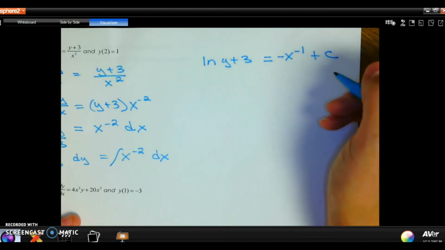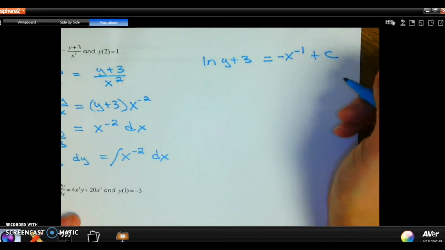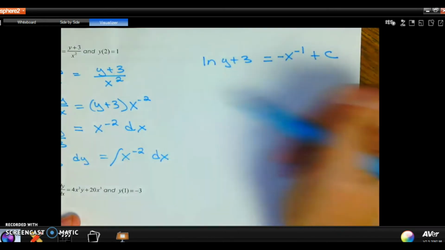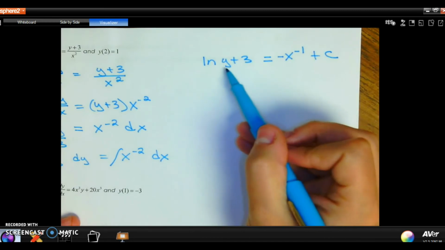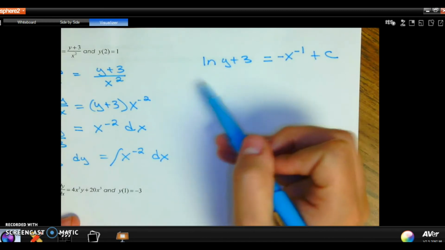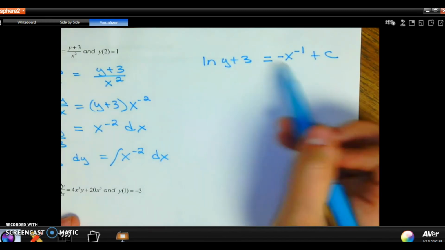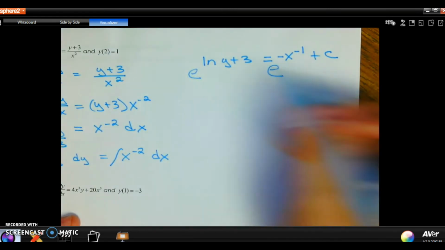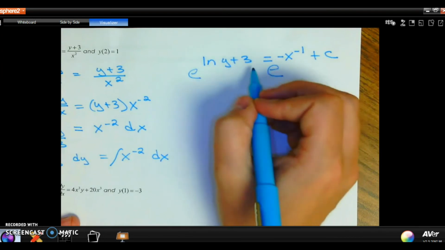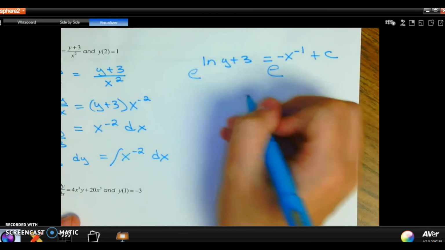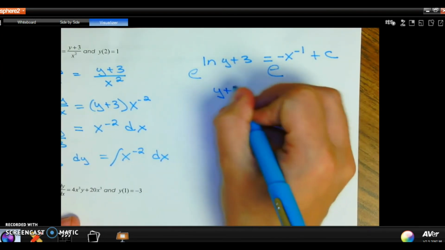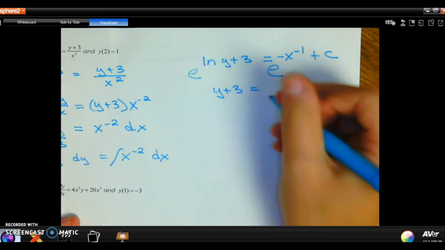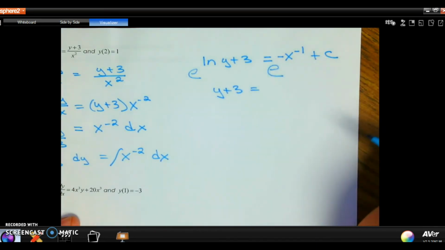Okay, so once you get to there, you can raise both sides to the e, because you're trying to get y by itself. So the only way you're going to undo that, right, is to e both sides. So we do this. So ln and e kill each other, and technically that's absolute value, but when you do this step, it kind of drops that absolute value. So you're going to get y plus 3 equals. So then you've got kind of this mess here. You're like e to all this junk.